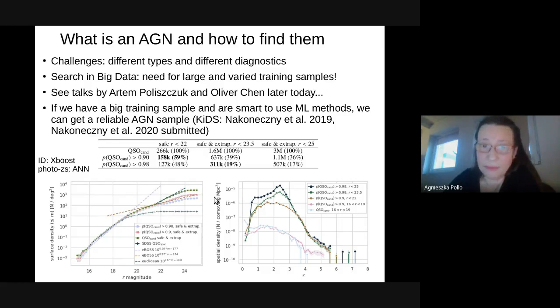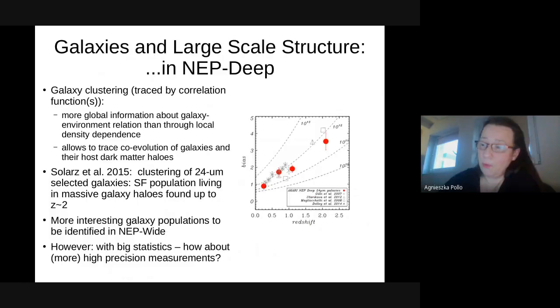Then difficult but doable. Now time is running out. I just remind you that we already did some clustering studies for NEP deep galaxies in the past. For example, we studied the clustering of 24 micron selected galaxies and found that they are living in massive galaxy halos, and we can find them up to redshift 2.